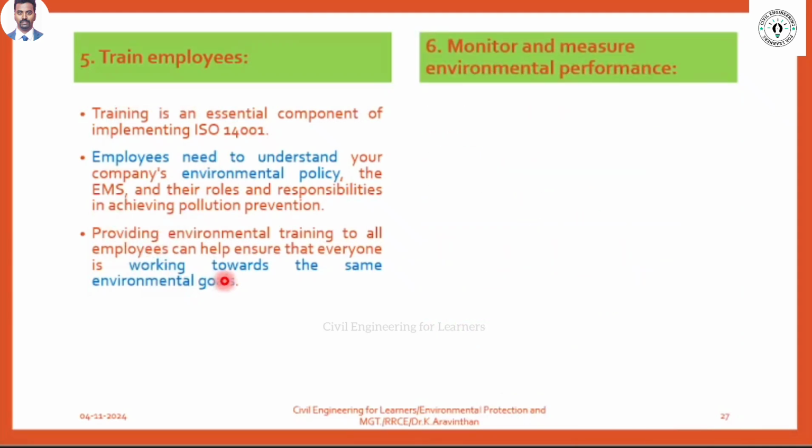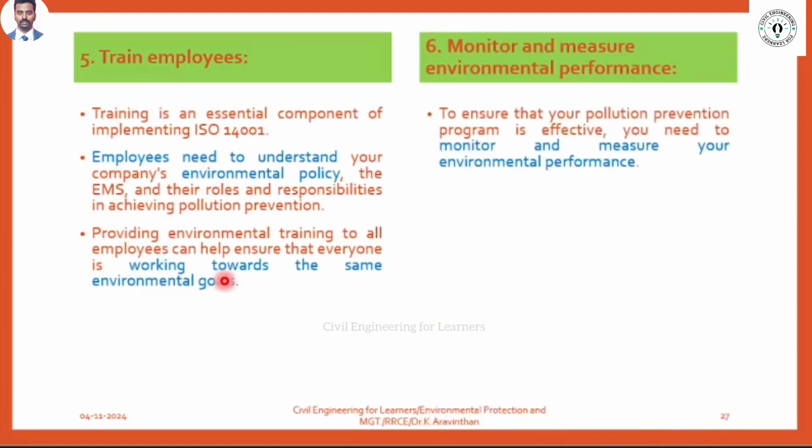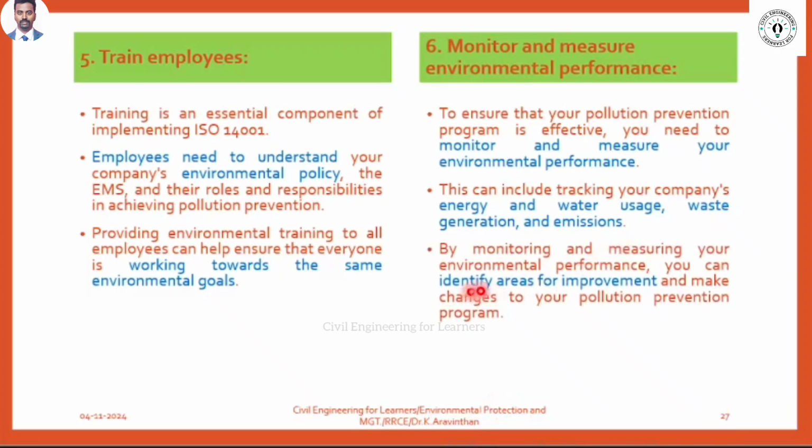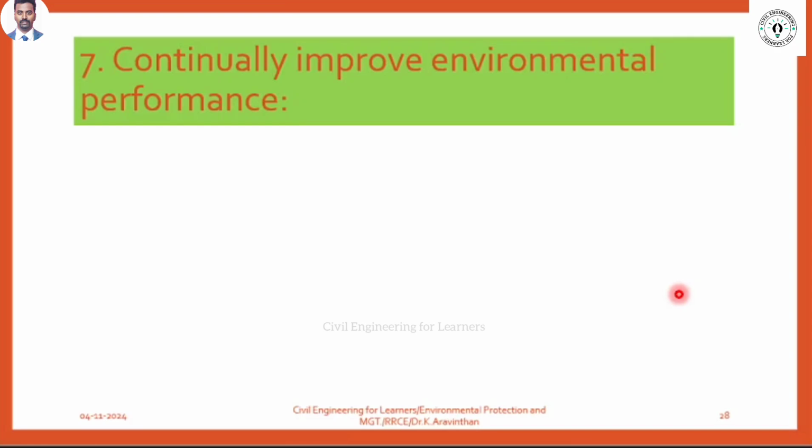Next thing, monitor and measure environmental performance. To reduce pollution, you have to monitor first and measure how much pollution, either in water, soil, or air emission, is there. You have to measure all these parameters: energy, water, waste, emissions, etc. This is what I said. This has to be measured. By monitoring and measuring, you can identify the areas for improvement. Seventh one is continually improve environmental performance.